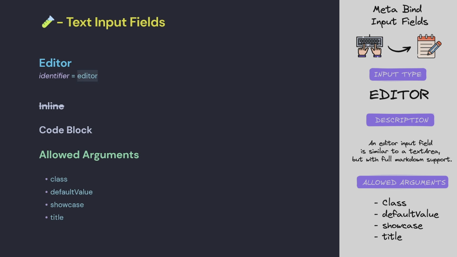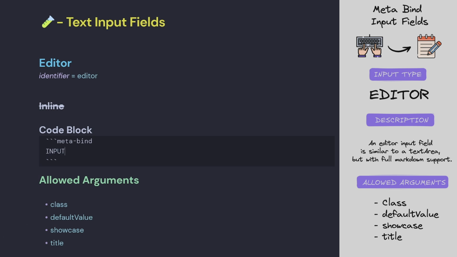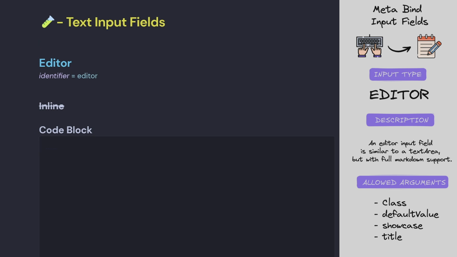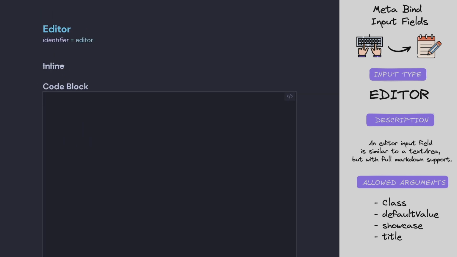In this case, we can't use editor as inline, so I'll put a strike through that option, but we can as a code block. So we go 3 backticks followed by meta bind, then put in the word input, square bracket, editor. And we want to bind this to our summary again. So we need to create our summary. We can see that the editor has appeared. So there's our editor right there.